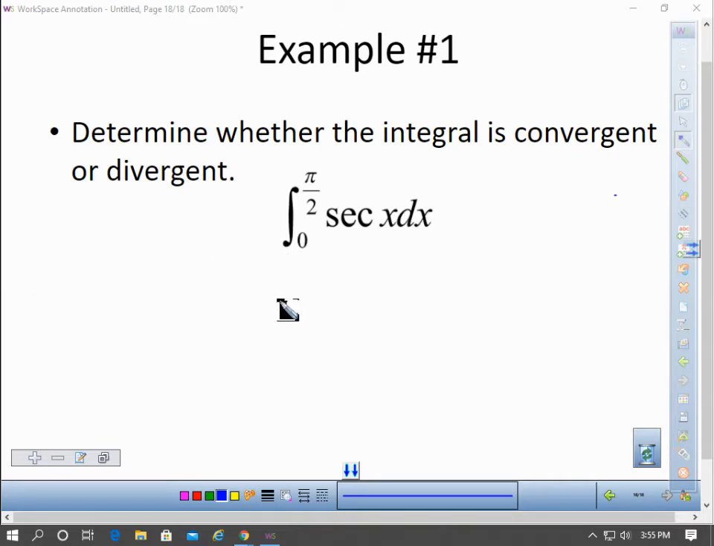Determine whether the integral is convergent or divergent. Oh, I didn't change the problem.